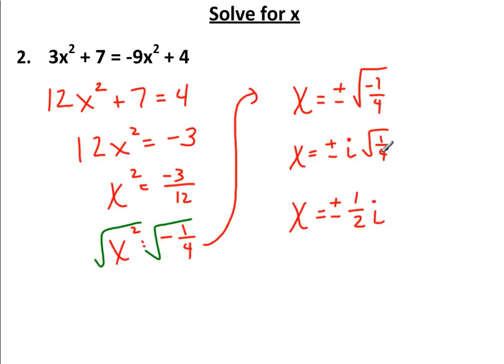It's like any other variable, we always like to put our numbers in front. I wouldn't write i 1/2. It's the same thing as 2x. We write 2x, not x2. Because 1/4 is a perfect square, I get exactly 1/2. Again, it's still plus or minus with my imaginary component.